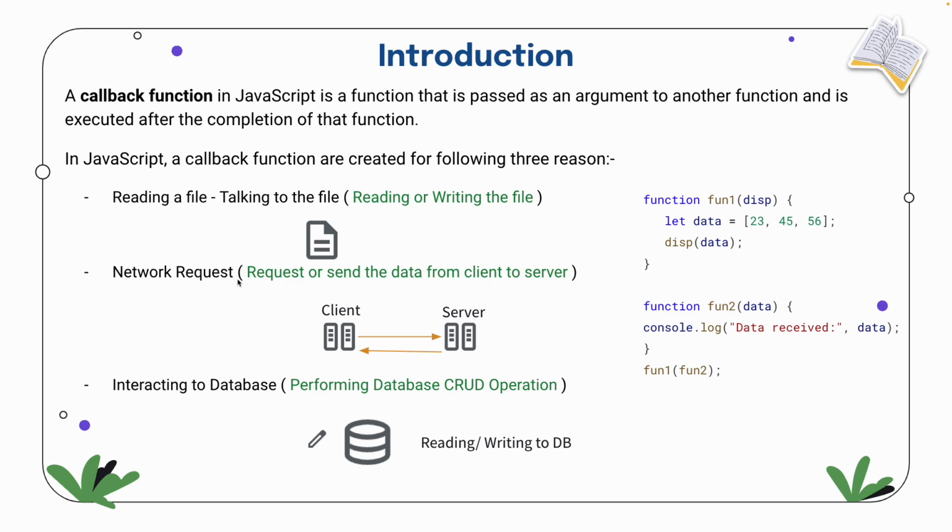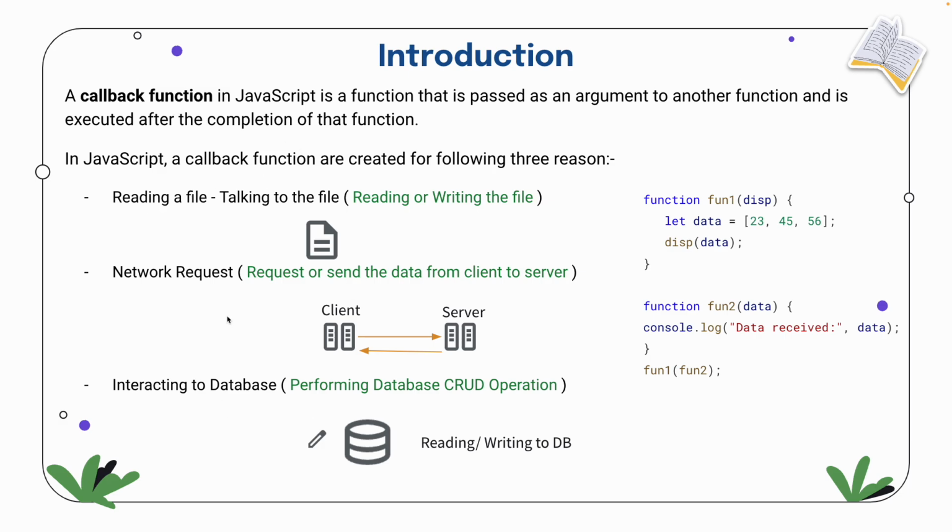In the same way, network requests: see, a client is there, a server is there, right? We have already discussed previously, one client and one server. The client will talk to the server, and the server will talk to the client based on data. Like the client wants data from the server, so the client talks to the server. The server wants to send data back to the client, so that is also a talk between server and client. In that scenario also we can use a callback function. Another one is database interaction. Let's suppose you want to interact with the database, like you want to store something in the database, or you want to get data out of the database. In that scenario also we are going to use a callback function.